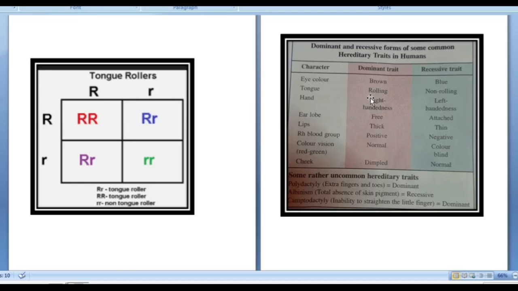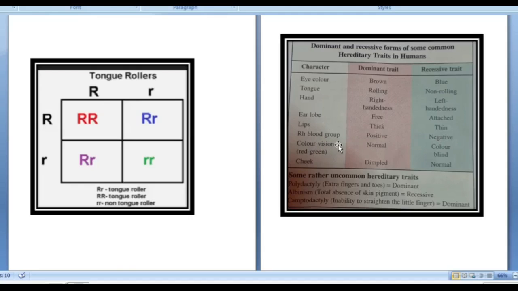Tongue, rolling of tongue is dominant, non-rolling is recessive. When you look at the hand, right-handedness is dominant, left-handedness is recessive. Earlobe, whether the pinna is attached, fixed to the face, or it is free from the face. So free earlobe is dominant, attached is recessive. Lips, thick lips are dominant, thin lips are recessive.